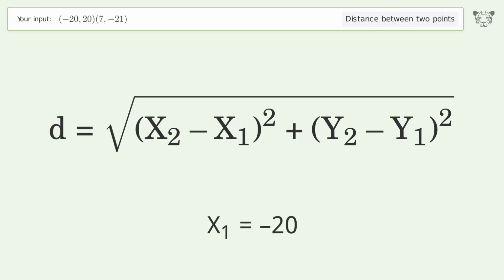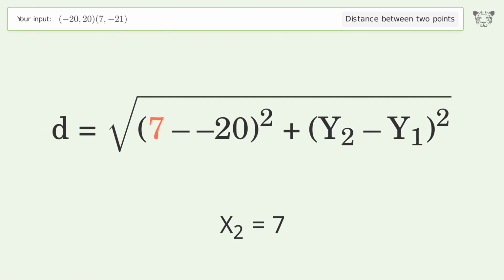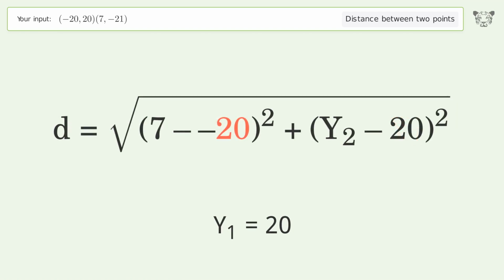x1 equals -20. x2 equals 7. y1 equals 20. y2 equals -21.